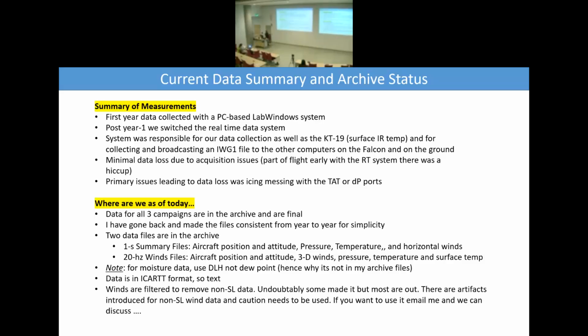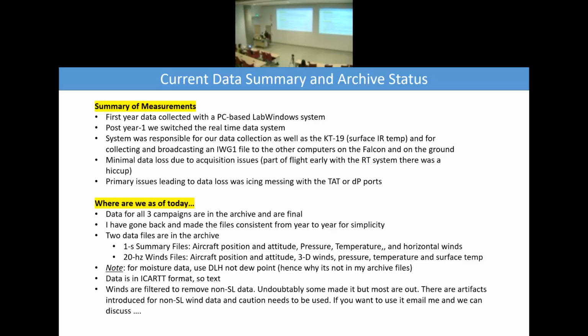The data for the campaigns, all three of them are in. All three campaigns are in. Well, 6 deployments, 3 years. The data is all in the archive final. I did go back. I changed my mind each year for what I wanted to be put in the data set. So I went back afterwards and put them all to the exact same thing, as to not bug Michael too much or have Michael bug me, depending on how you look at it.